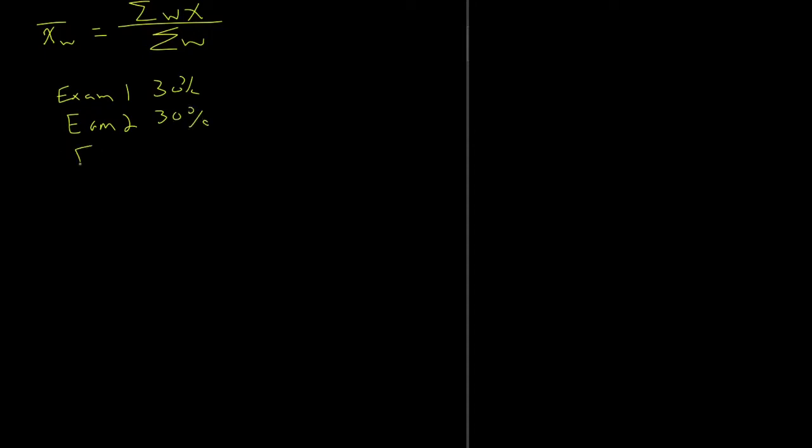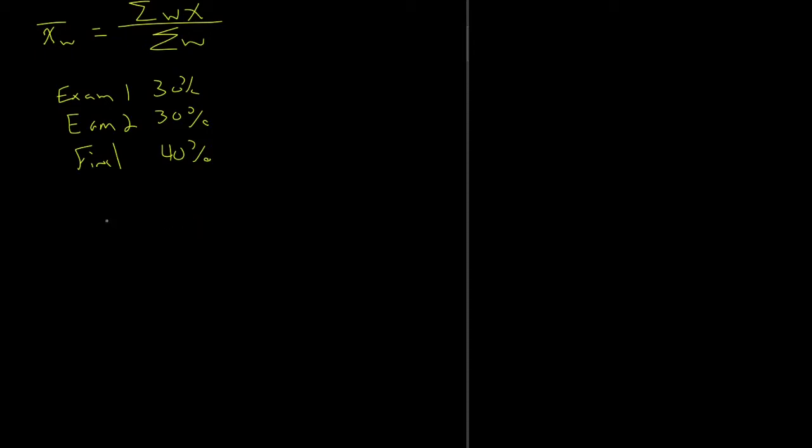All right, so a weighted average, and I'll just put W for weighted, was the sum of the weight times the x value divided by the sum of the weights. And what we want to do is weight our final grade. So exam 1 is 30% of the grade. Exam 2 is 30% of the grade. Final exam is 40%. And so what we can do is add up the weights.